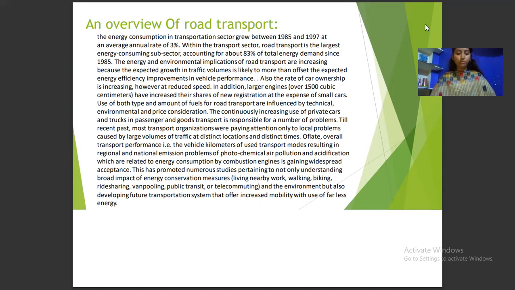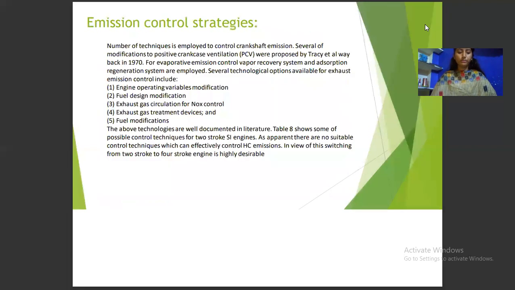This has promoted numerous studies pertaining to not only understanding the broad impact of energy conversion measures on the environment, but also developing future transportation systems that offer increased mobility with the use of far less energy.